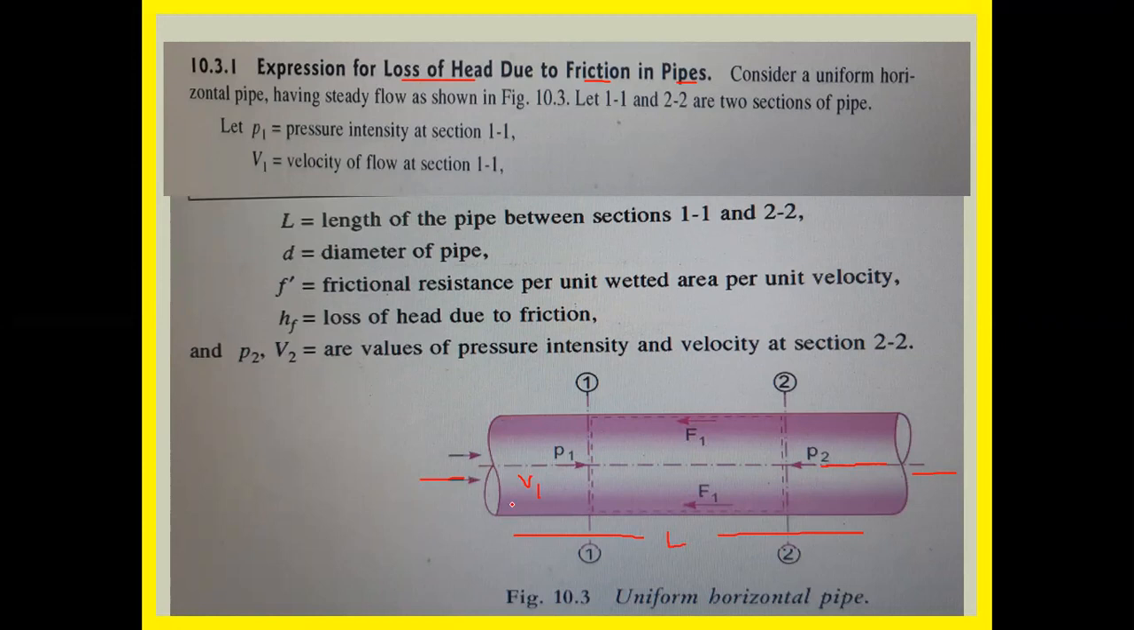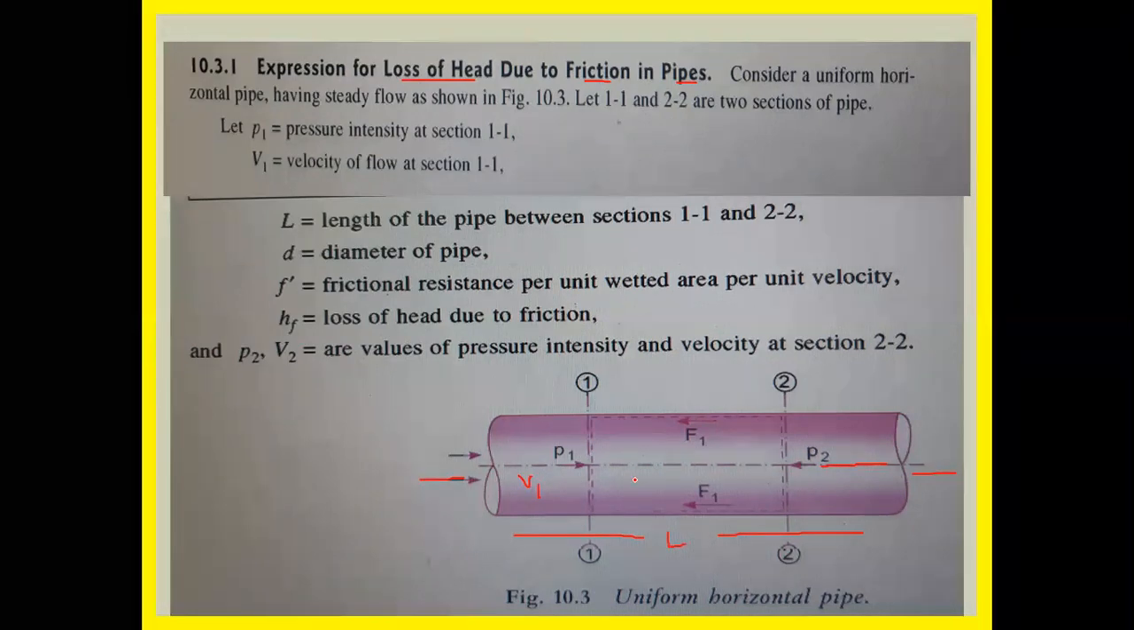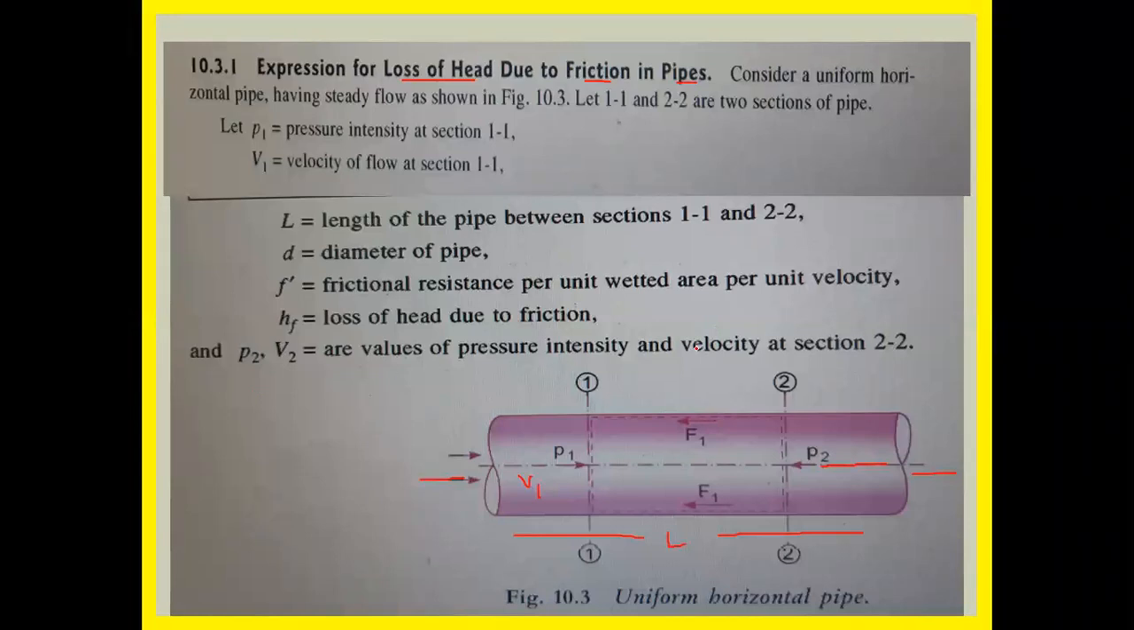Next, F dash is the frictional resistance per unit wetted area per unit velocity. Per unit wetted area means whatever the water is flowing inside the pipe, it is nothing but the wetted area. Then HF is the loss of head due to the friction. So in some books you can write HL also, right? HF is loss of head due to the friction. Next, P2 is the pressure intensity at section 2, and V2 is the velocity at section 2.